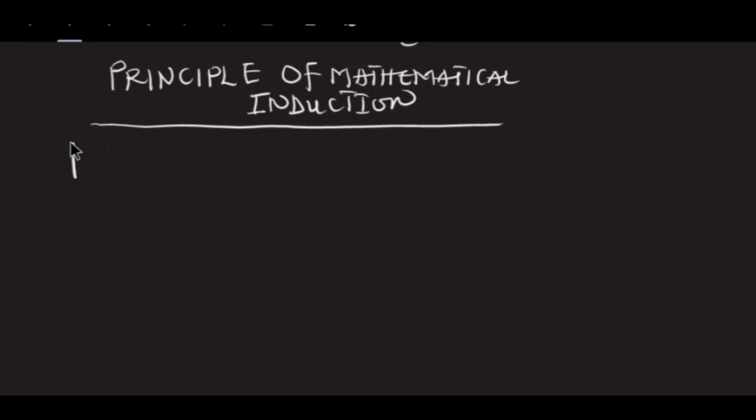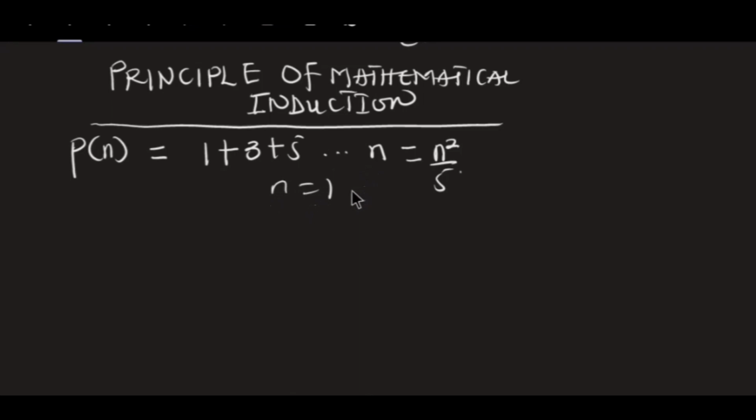So if you have a statement P of n such that when you sum all the odd numbers to the nth odd number, it's always equal to maybe n squared. This is a mathematical statement you have made. I can test for the first value, that is when n equals 1, because natural numbers start from 1 to infinity. I can test for 2, but how will I know if your statement is true for all natural numbers?